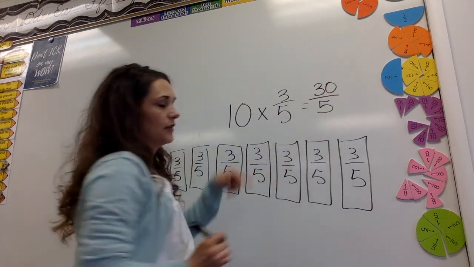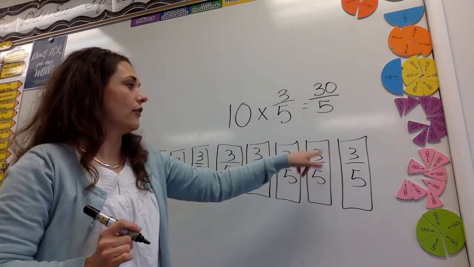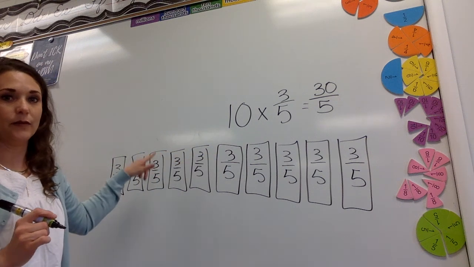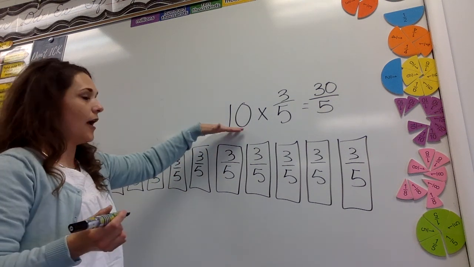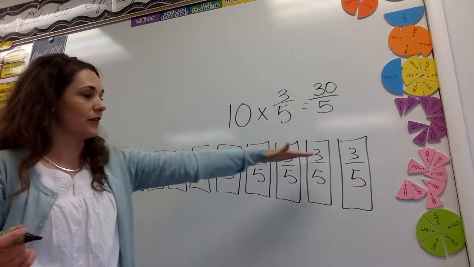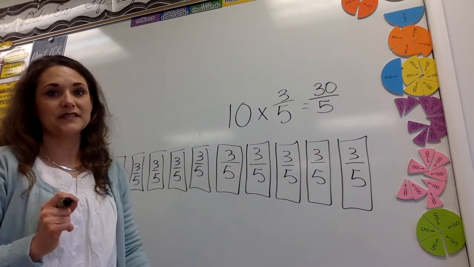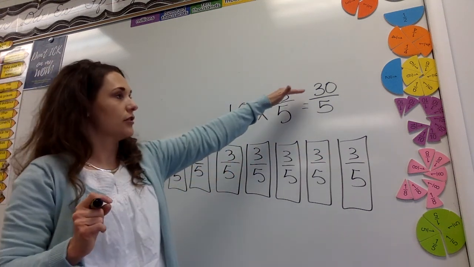30/5. Okay. Now, if I added up all of these 3's, how many would I get? Well, I could add them all up and I would get 30. But I'm basically saying I have 10 3's, so 3 times 10 is 30.